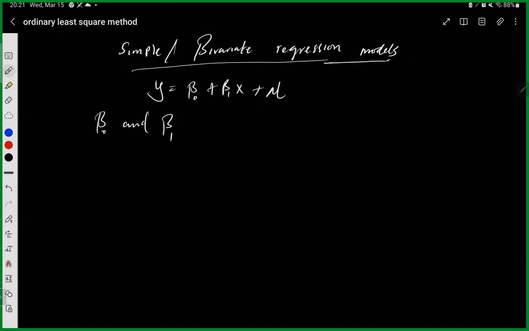Like I mentioned yesterday, there are a lot of methods that we use to estimate this, but the one that is commonly used because of its advantage over all is what we call the ordinary least squares method. This is what we are interested in today. Ordinary least squares begins by minimizing the sum of error squared.